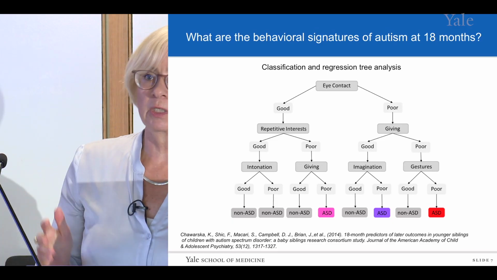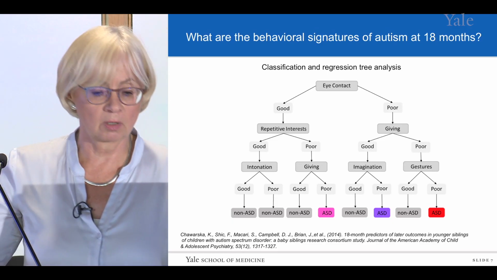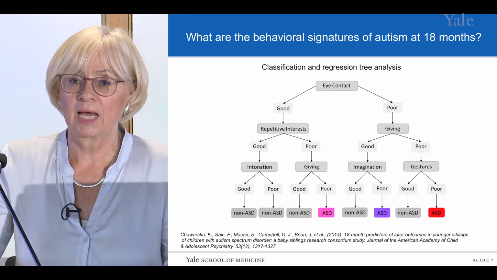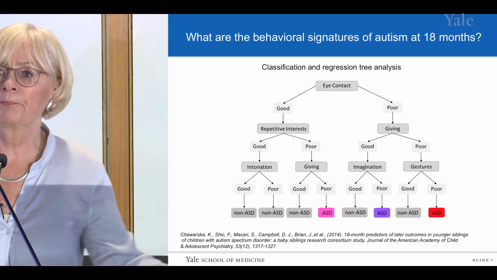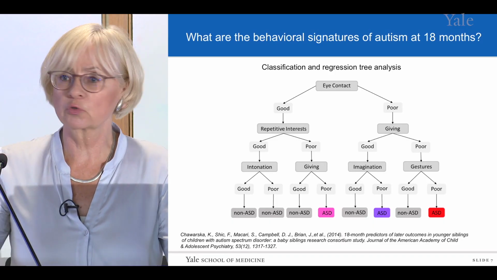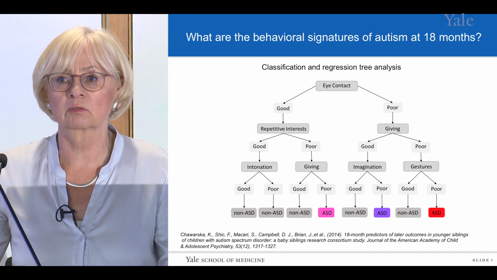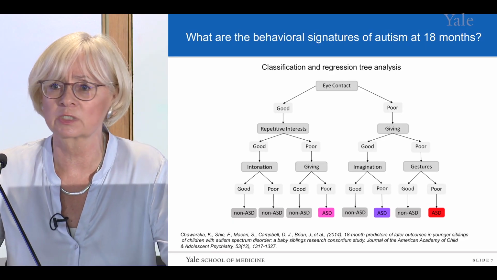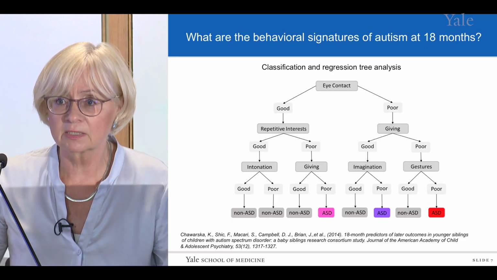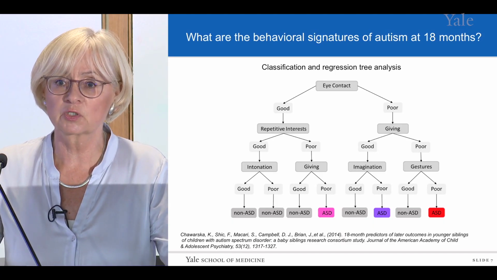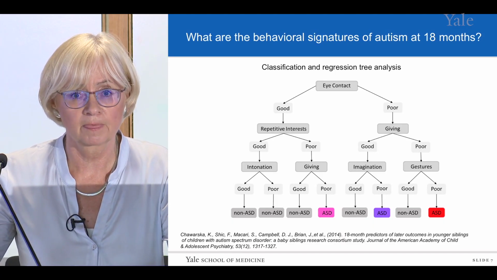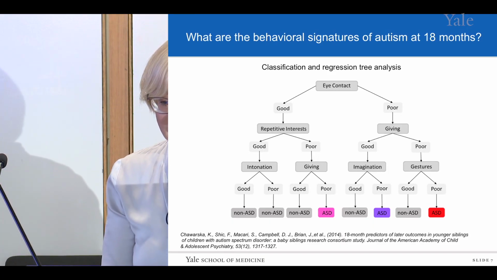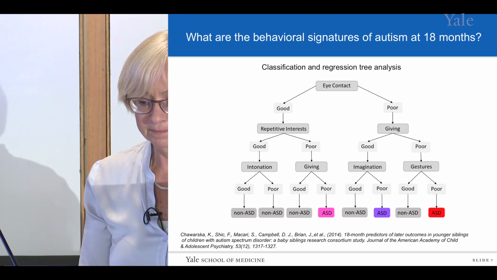And we used a machine learning algorithm, called classification and regression tree approach, in which we inputted ratings of the child's social and communicative behaviors, repetitive interests on 30 different items. We allowed for all possible combinations of these features to be entered into the model, and then we asked the algorithm to select those features that are most predictive of later outcome. And we found something really interesting. If you look at this little tree, it tells us which symptoms predict autism.